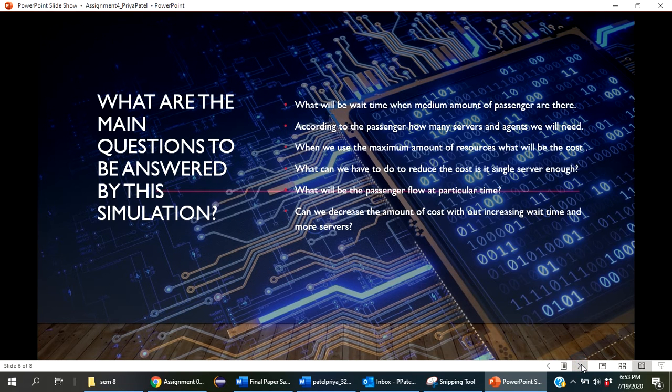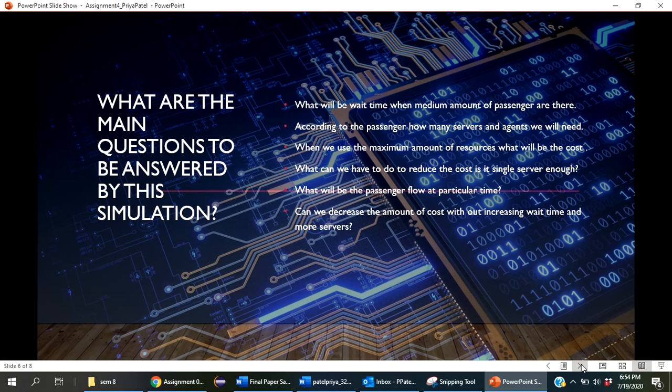What are the main questions to be answered by the simulation? When we design the simulation, what are our expectations from it? The main thing is: is it reducing the wait time? Is it reducing the cost? Is it helping the business, right? What will the wait time be when a medium amount of passengers are there? If we give some amount of passenger flow, the simulation is designed so that it can give the wait time accordingly. According to the passengers, how many servers and agents will we need?